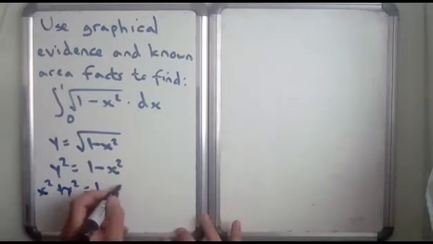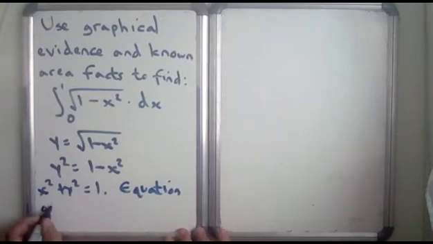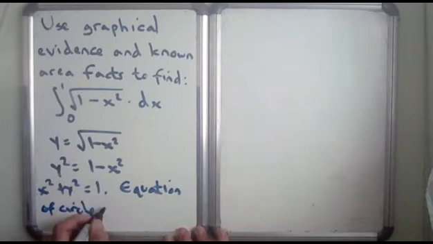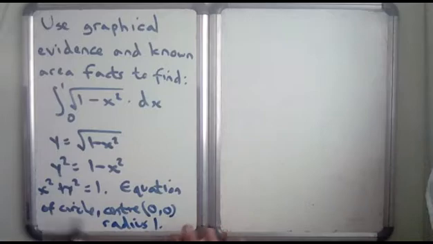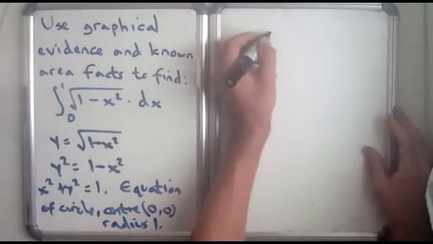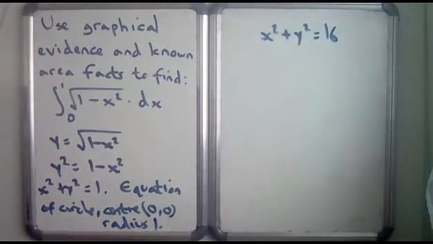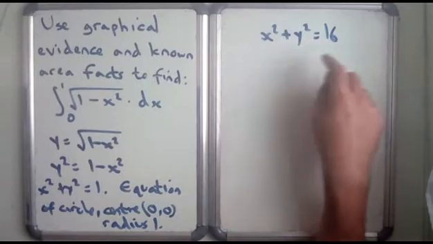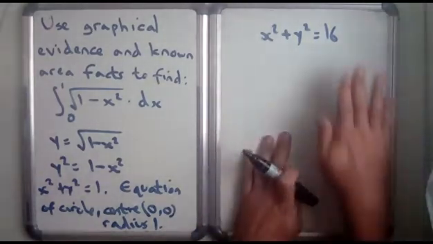So this is the equation of a circle with the centre 0, 0 and radius 1. Say we had x squared plus y squared equals 16, that would be a circle with the centre 0, 0 and a radius of root 16, which is 4. X squared plus y squared equals 9, centre 0, 0, radius 3, and so on.